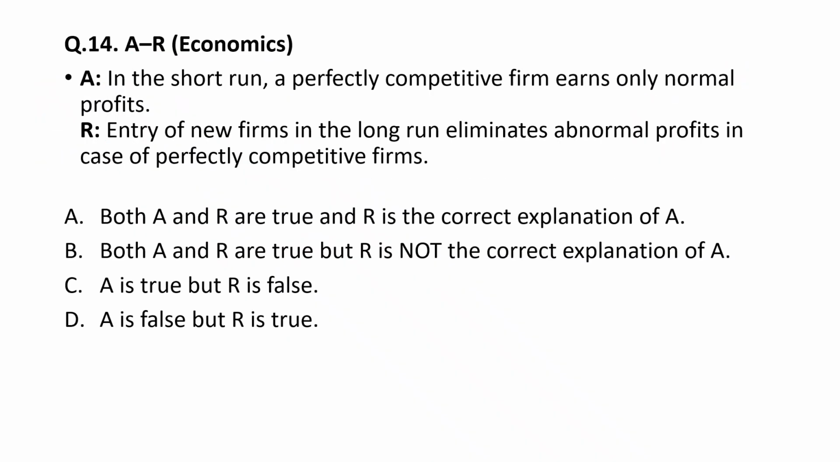Assertion, in the short run, a perfectly competitive firm earns only normal profits. No, that is incorrect, because in the short run, in case of a perfectly competitive firm, it can earn normal, supernormal profits, it can have losses as well. So your assertion is wrong. Reason, entry of new firms in the long run eliminates abnormal profits in case of perfectly competitive firms. Yes, that happens in the long run, because new firms enter. So abnormal profits are eliminated in case of perfectly competitive firms. So this statement is correct. So that means your assertion is false but reason is true.